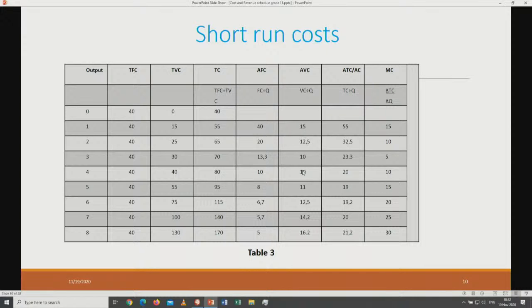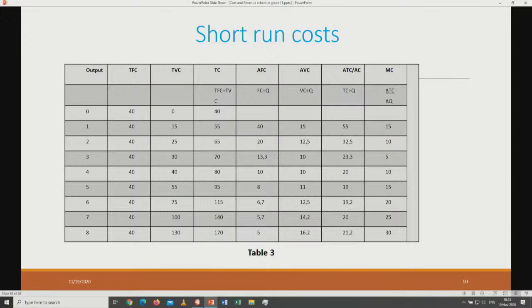When we increase to 5, it increases. And then when we produce the 6th item, it increased to 12.5. And then when we produce the 7th item, it went up again to 14.2. So it decreases from the first to the second, and then it remains constant for a while, and then it starts increasing again. So that is what we can observe happens to the average variable cost.